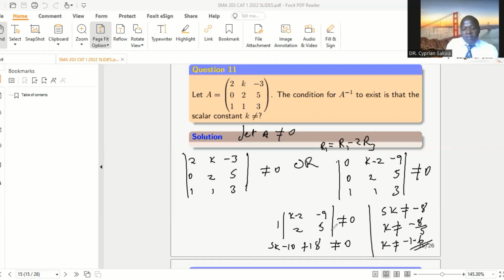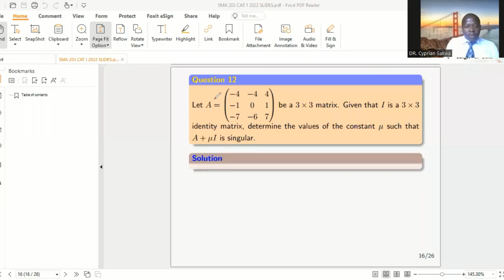So you see, it's very easy once you understand what it means. When I understood that for the inverse to exist, the determinant should not be equal to 0, and I just wrote it and moved with it, I found that k should not be equal to negative 1.6 for this inverse to exist. Let's move to the other question.